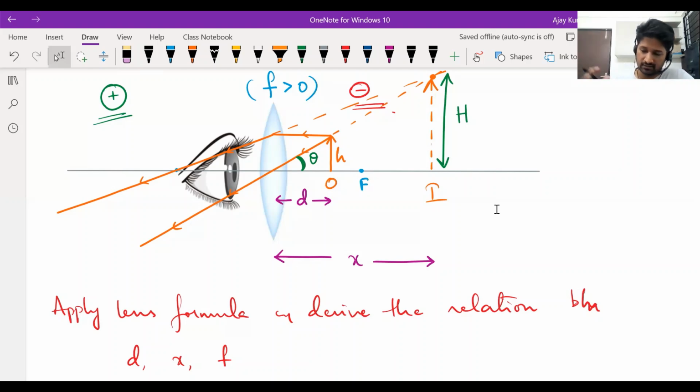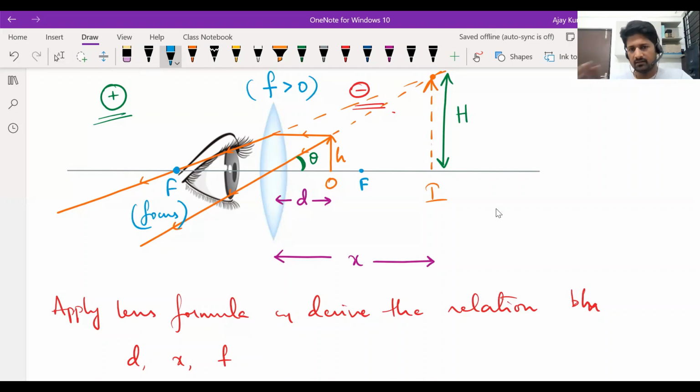See, rays are traveling to the left now, and this is a converging lens. For a converging lens, focal length will be positive. You can't change that. This is the focus actually. It's on the positive side.